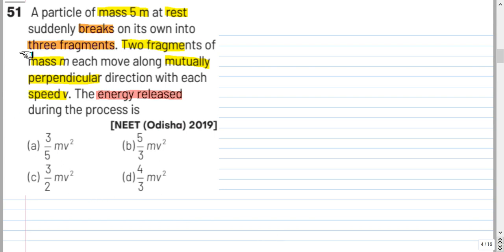This is the next question. A particle of mass 5m at rest suddenly breaks on its own into three fragments. Two fragments of mass m each move along mutually perpendicular directions with each speed v. The energy released during the process is. You can pause and attempt this question.